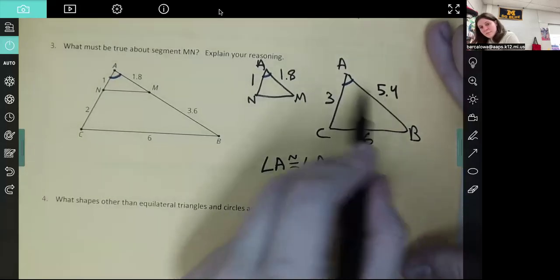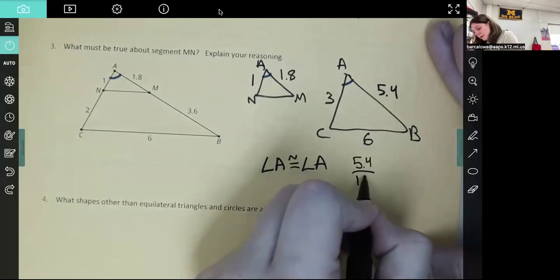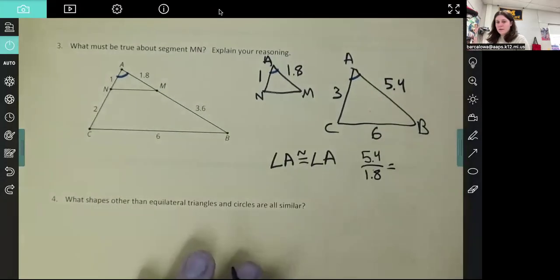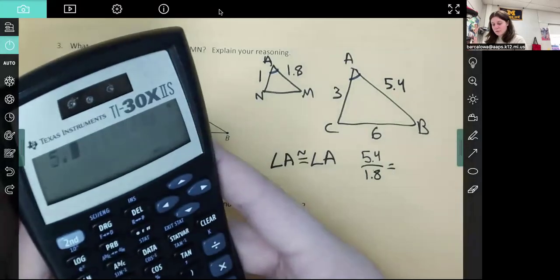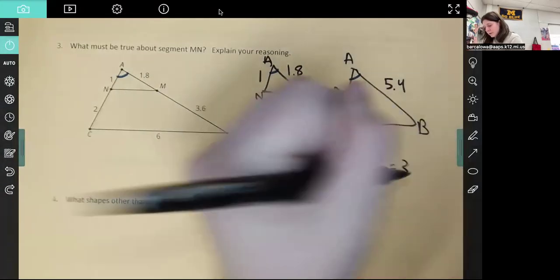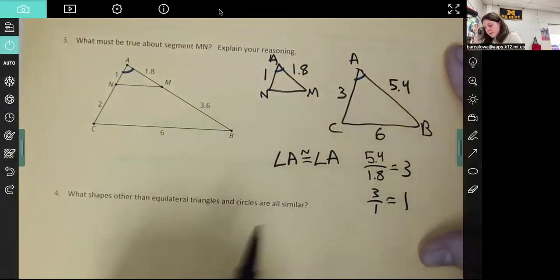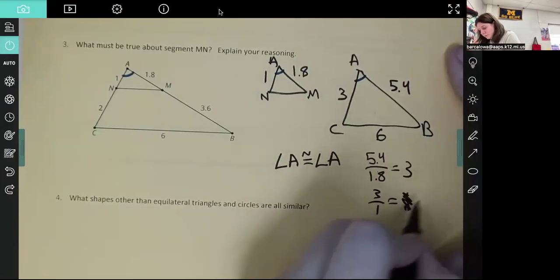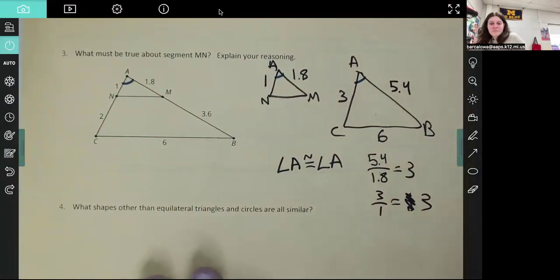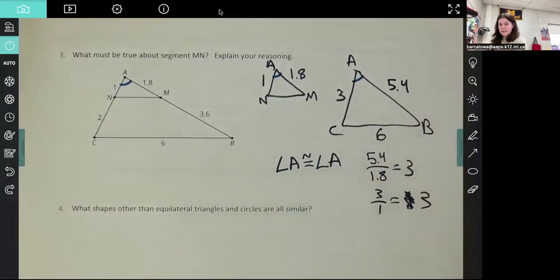Okay. 5.4 and 1.8 are corresponding sides. So 5.4, 1.8. Let's see what I get when I divide those. 3. Okay. Well, let's try again. 3 divided by 1 also gives me, whoa, not 1. 3. So I get the same scale factor for each pair of corresponding sides.